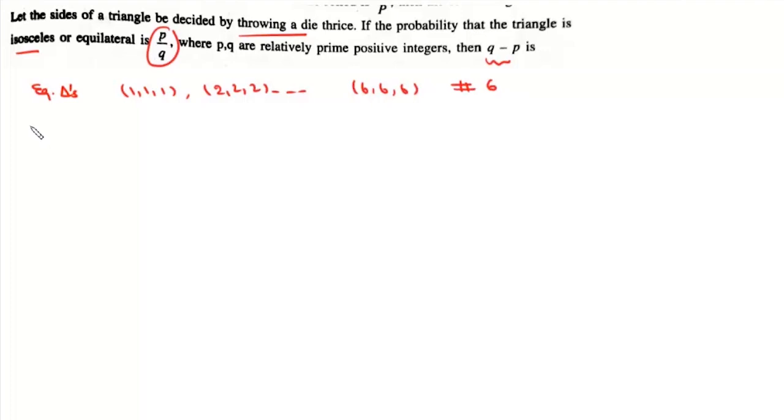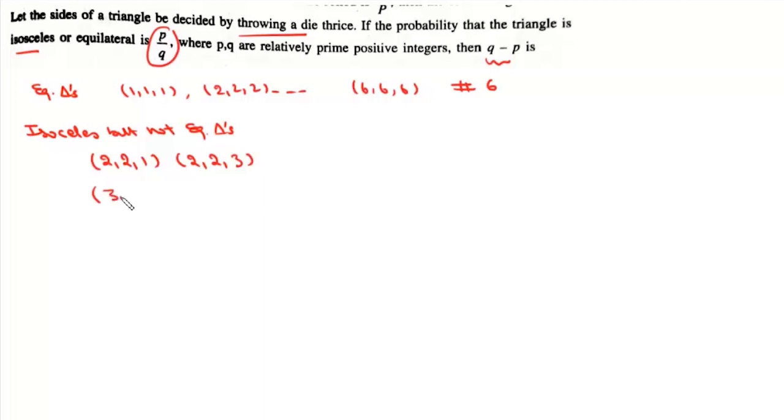Now next we'll consider triangles which are isosceles but not equilateral. Now with 1 we can only have 1, 1, 1. 1, 1, 2 will be a straight line. So the first isosceles triangle we'll get is with 2. So it will be 2, 2, 1, then 2, 2, 2 will be an equilateral triangle. Then we'll have 2, 2, 3. Now 2, 2, 4 will be a straight line.